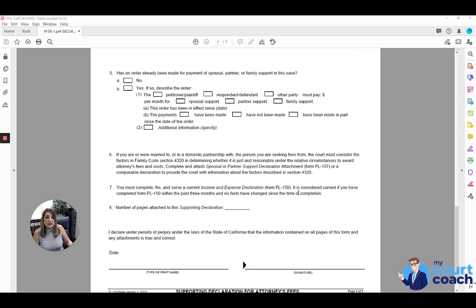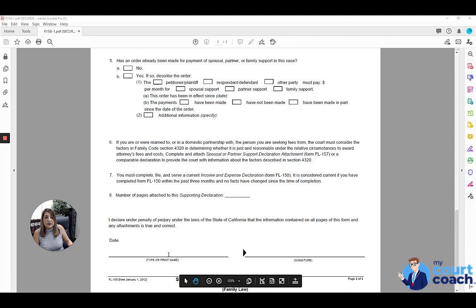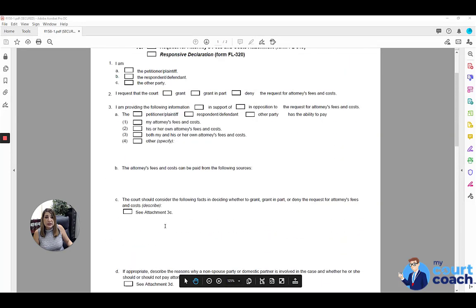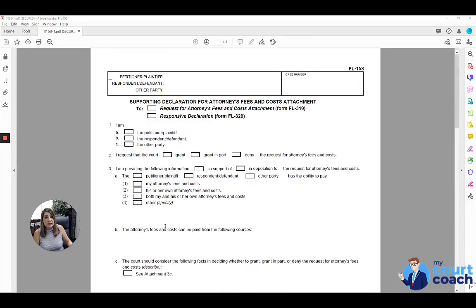And then finally, you need to make sure that along with this form, you are including an updated income and expense declaration. That's your Form FL-150. You want to fill in your name at the bottom, sign and date, and this is now ready to be included as part of either your request for attorney fees or your response to a request for attorney fees.